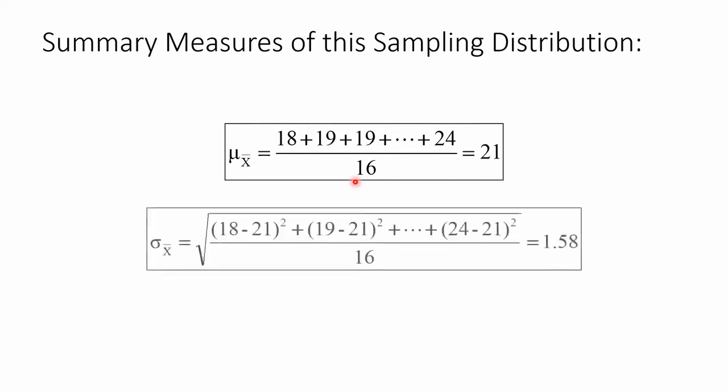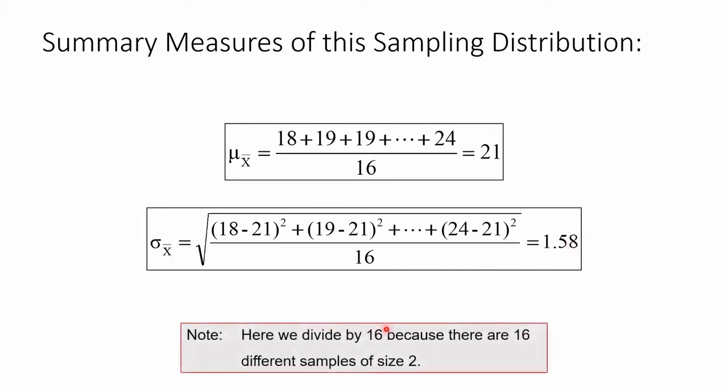Similarly, you calculate your standard deviation for the sample means and you get 1.58. So you divide by 16 because there are 16 different samples of size 2. If you increase this size to 3, you would have more samples. This 16 would increase even further. You would have 64 samples if the size is 3.